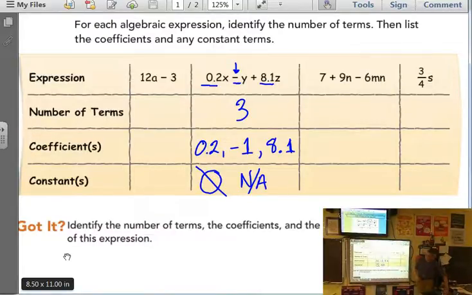Here, Maylee. How many terms do I have? Boom. I have the 7, the 9n, and the negative 6mn. Joe, what are my coefficient values?